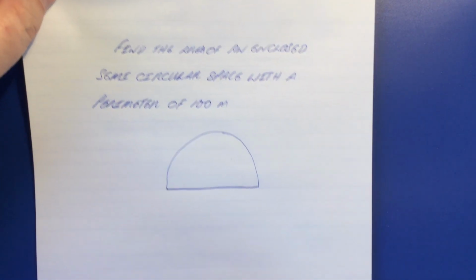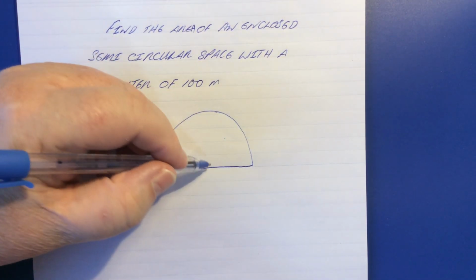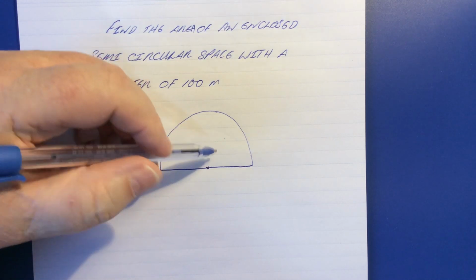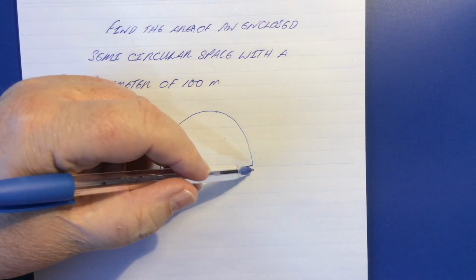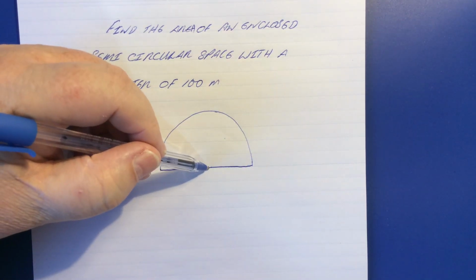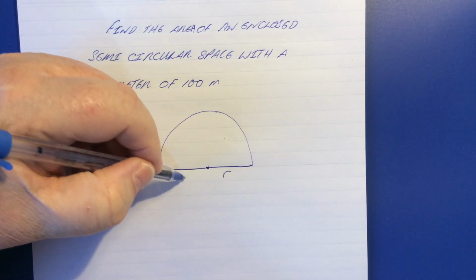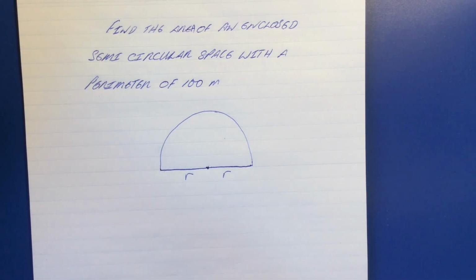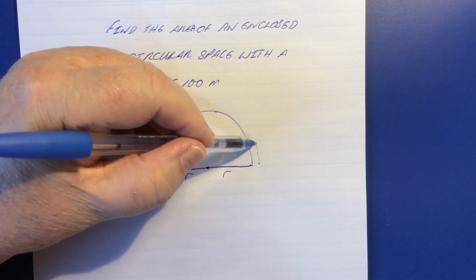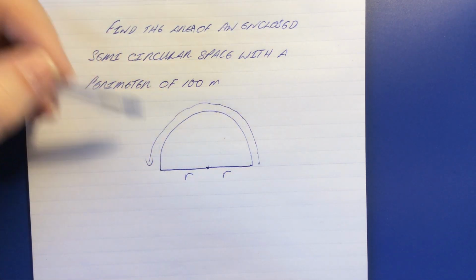So how do we go about this? Well, we need to think about how this is constructed. So if this is a semicircle, in the middle here we have the center of what would have been the total circle. What that means is that this is a radius and this is a radius. So we have two of those. We also have half the circumference of a circle.